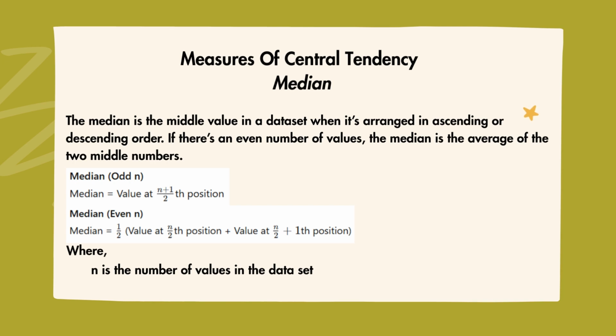Mathematically, for an odd number of values, the median is the value at the position (n plus 1) divided by 2. Here, n represents the total number of values in the dataset. If the number of values is even, the median is the average of the two middle values. For an even dataset, the median is calculated by adding the values at positions n/2 and n/2 plus 1, then dividing the sum by 2.